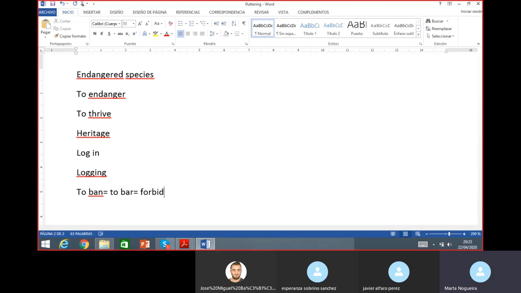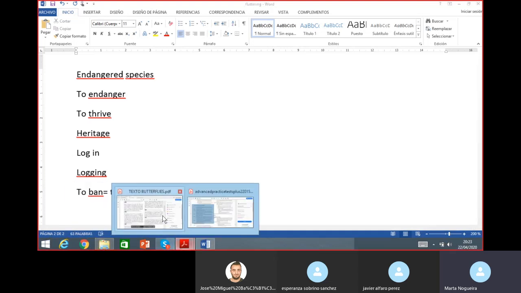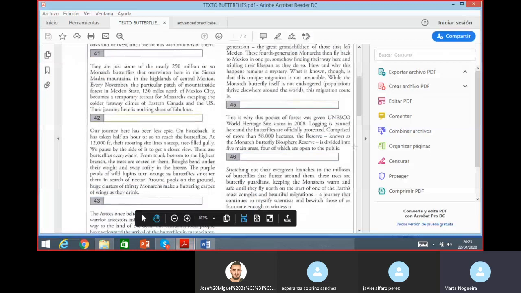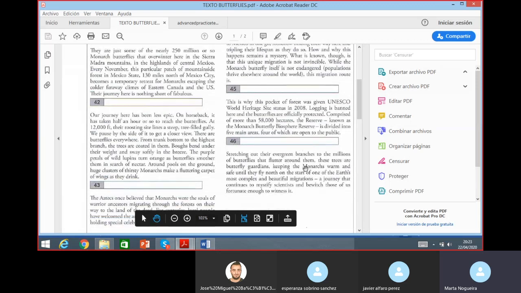Comprised means composed of more than blah blah hectares. The reserve known as the Monarch Butterfly Biosphere Reserve is divided into, guys, divided into, you have a collocation in here. Every time you have divide, you will have divided into. This is the collocation. It's divided into 5 main areas, main principales, okay? 4 of which are open to the public. 4 de las cuales se abren al público.